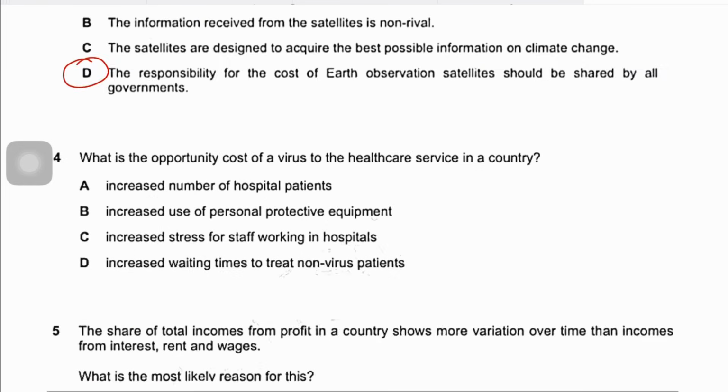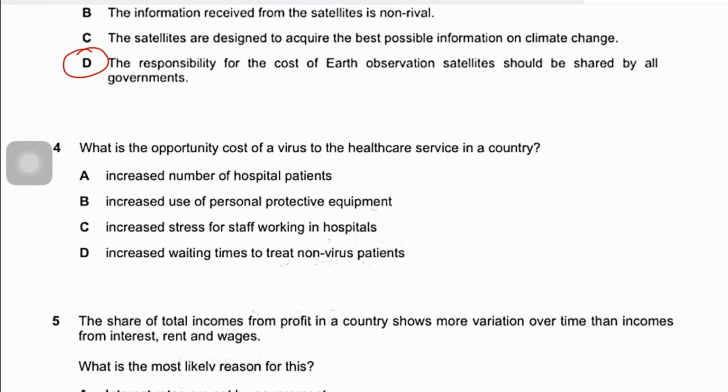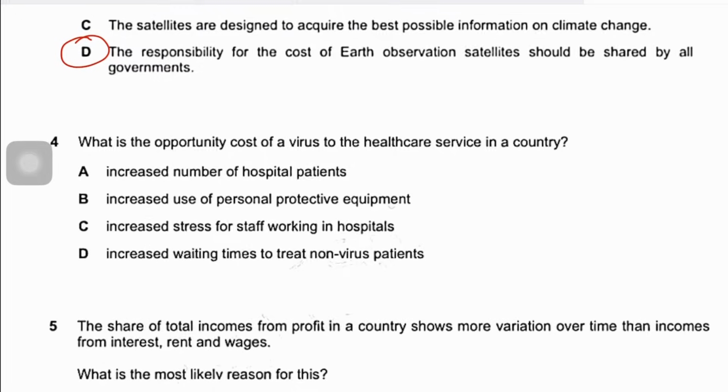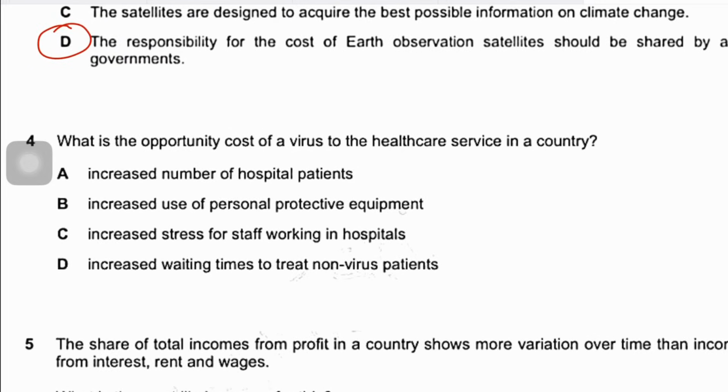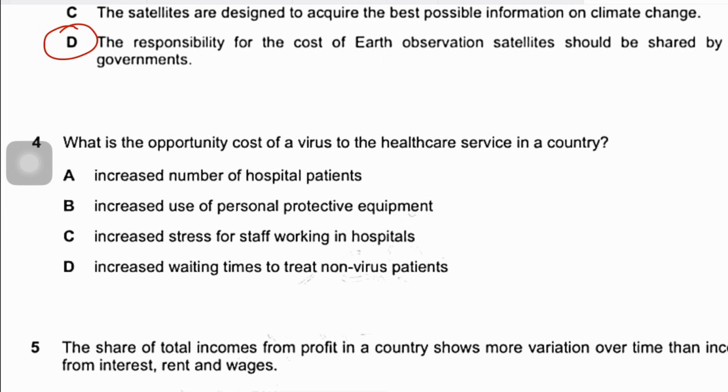The next question, number 4, says what is the opportunity cost of a virus to the healthcare service in a country? Increased number of hospital patients, increased use of personal protective equipment. Okay, so basically we know that the opportunity cost is the value of the next best alternative foregone when a choice is made. And in the context of healthcare services during a virus outbreak, it will refer to the benefits that have been lost from not being able to allocate resources to other healthcare needs.